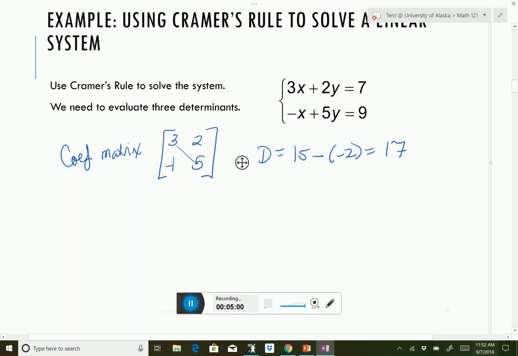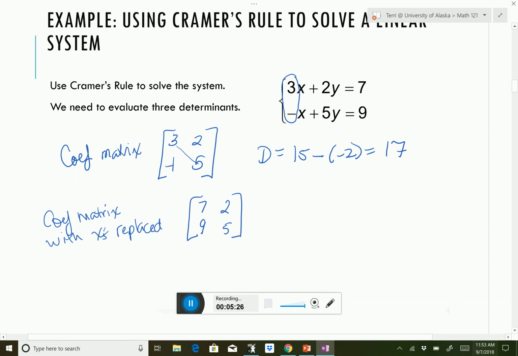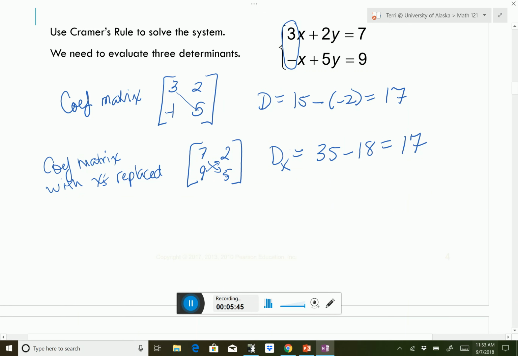So now we need the coefficient matrix with the x's replaced. Okay, so we're going to instead put 7, 9 here, 2, 5. So now what is my determinant of x? So 7 times 5 is 35. 9 times 2 is 18. Looks like we get 17 again. That's nice. That's going to be good later, right?